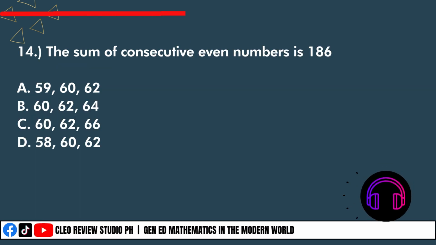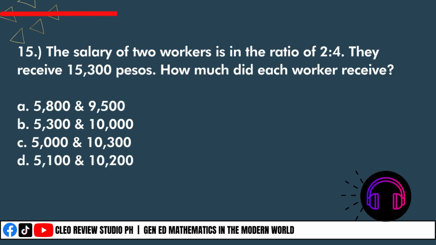The sum of consecutive even numbers is 186. Again, apply the elimination method para mas kaunti na lang ang choices na pagpipilian. Anyway, the correct answer is letter B, 60, 62, 64. The 3 even numbers na magkakasunod-sunod equal to 186.